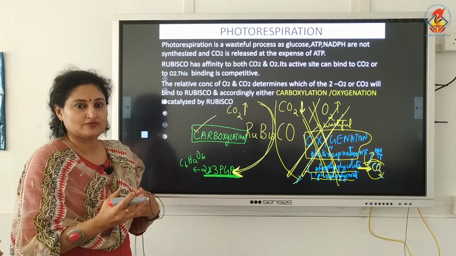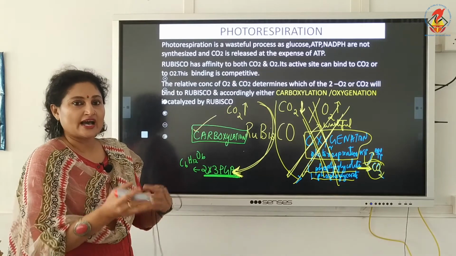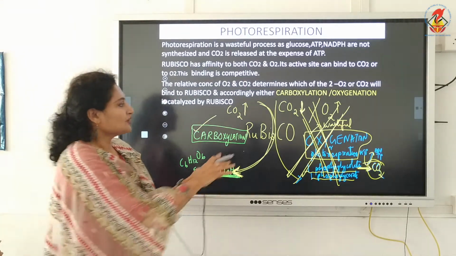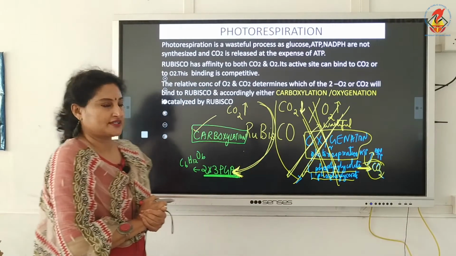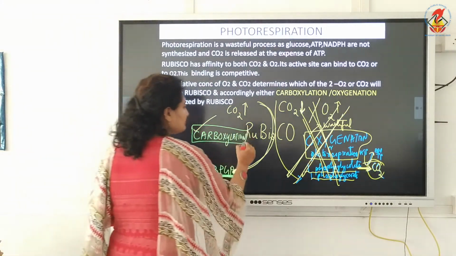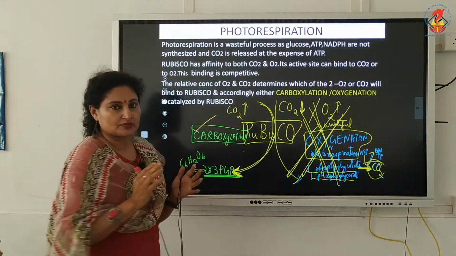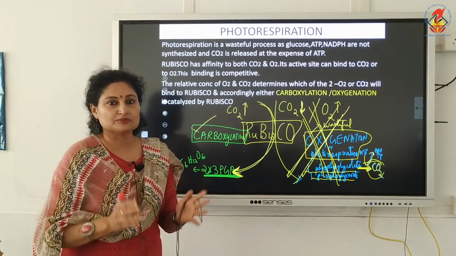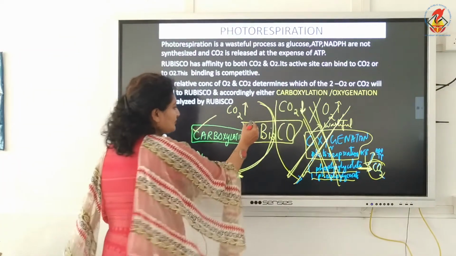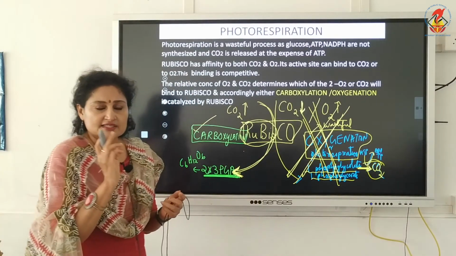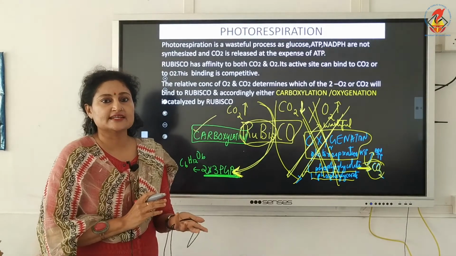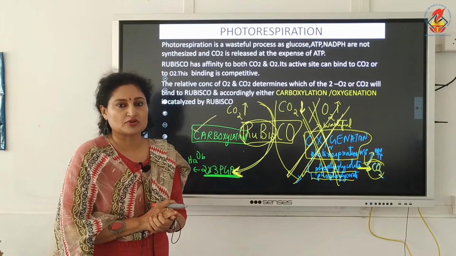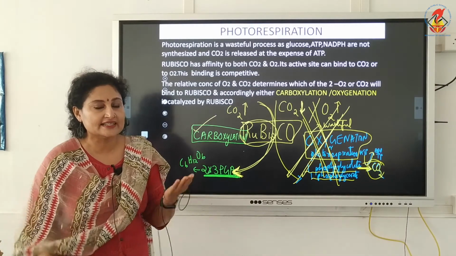Therefore, two cells are involved, and we are going to see what has been incorporated as an adaptation to suppress photorespiration. So it all stemmed from rubisco. Once again, rubisco is an enzyme that acts on the substrate ribulose bisphosphate, which you get from the first part. And C and O stand for carboxylation and oxygenation, which it catalyzes not simultaneously but depending on the relative concentration.